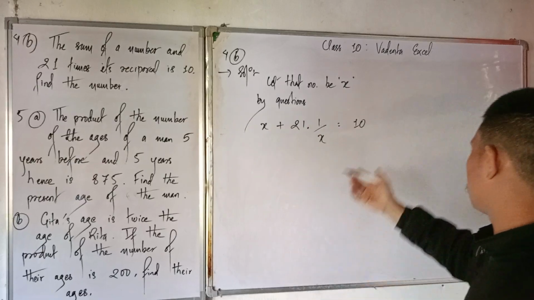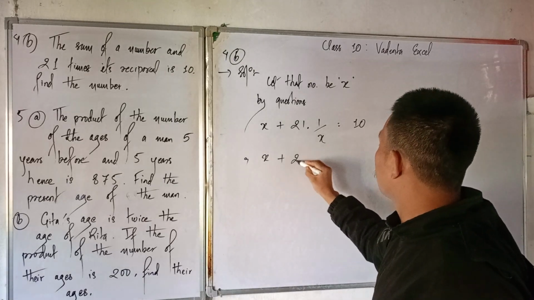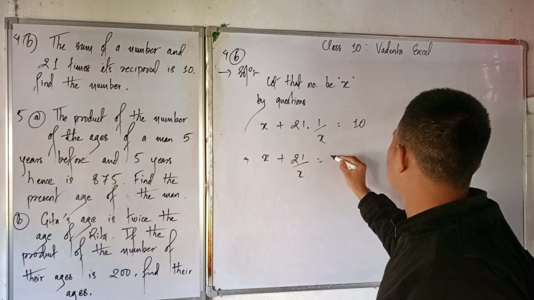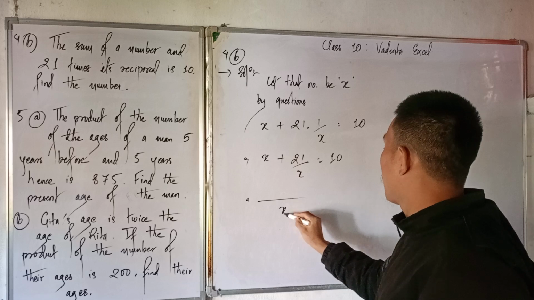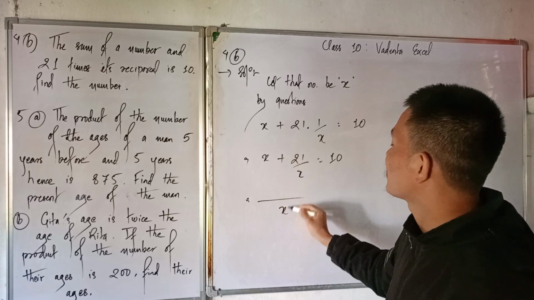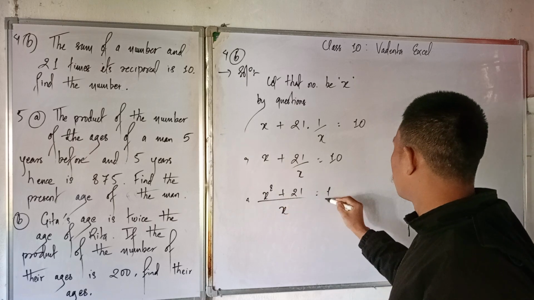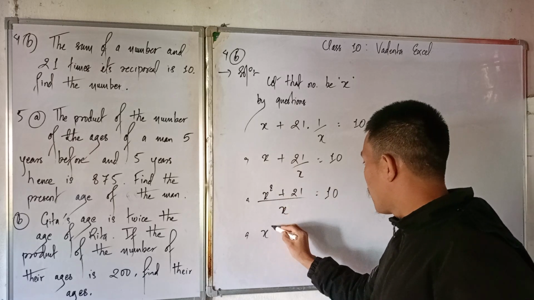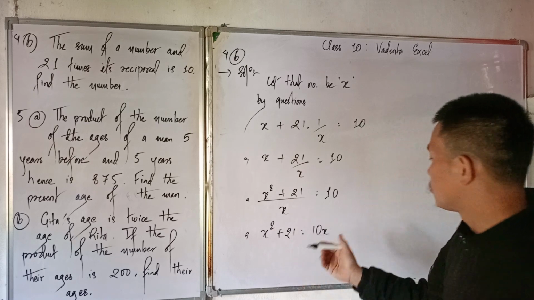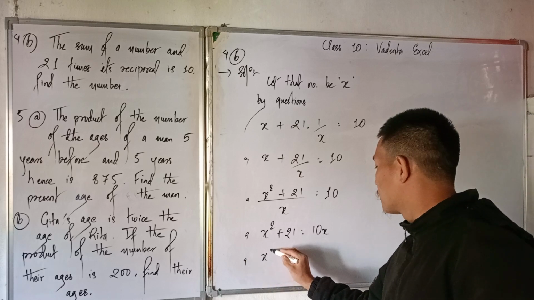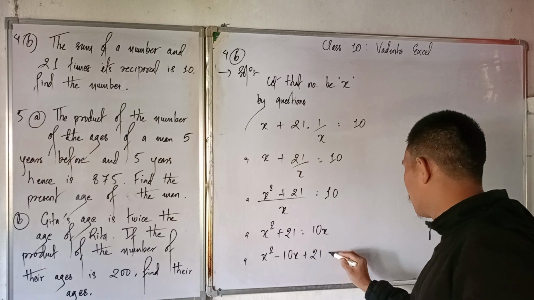Now you simplify it. Now the rest is just like you did the previous time. 21 into 1 is 21 divided by x, or you can take x common. Not x, the LCM. It becomes x squared plus 21 is equal to 10x. Now move all to the left hand side. x squared minus 10x plus 21 equals 0.